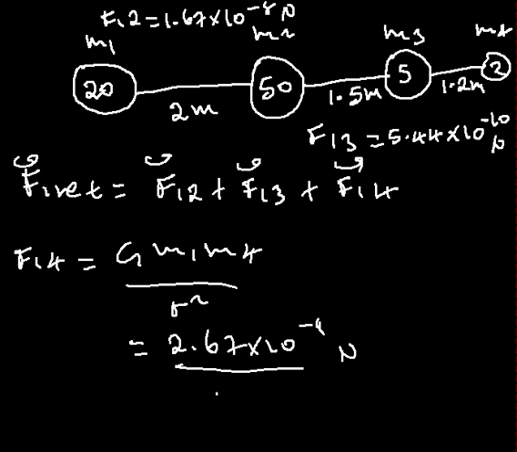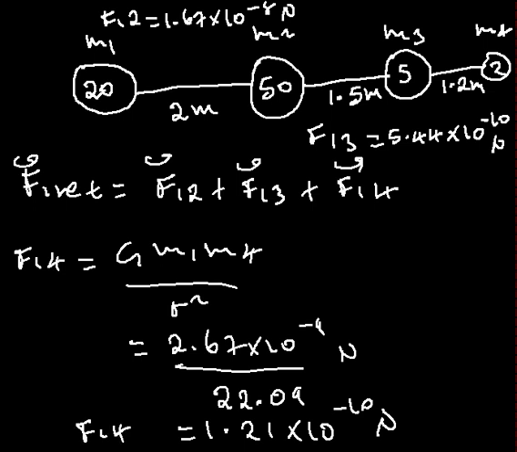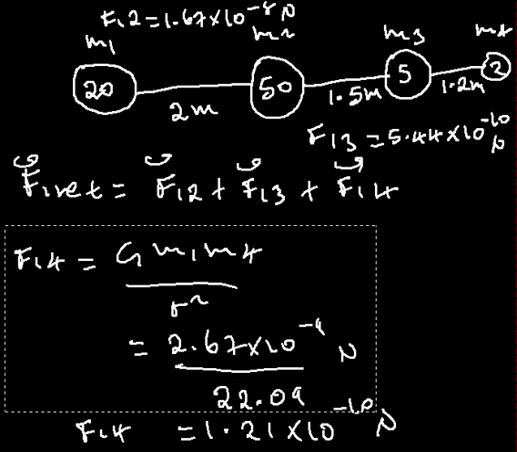That should be given as 22.09. Now 6 should be 2.67 times 10 to the power negative 11. What will be that? Basically divide by 22.09. That should be given as 1.21 times 10 to the power negative 10 newtons. That is F14. And from there we have to combine the actual forces.